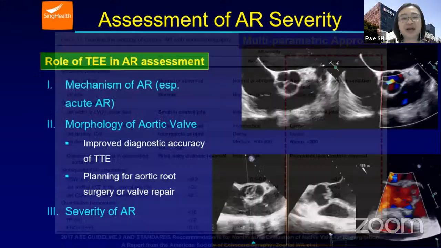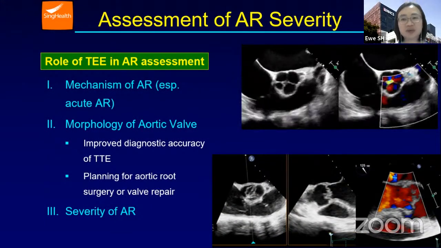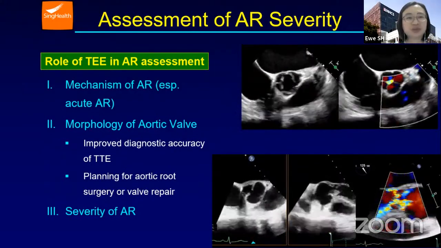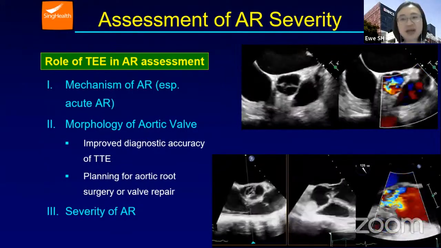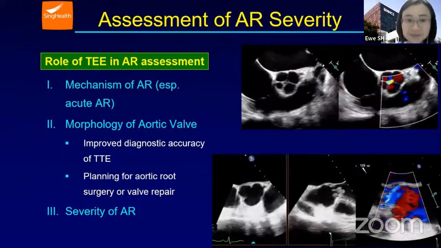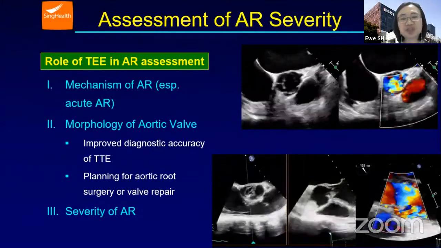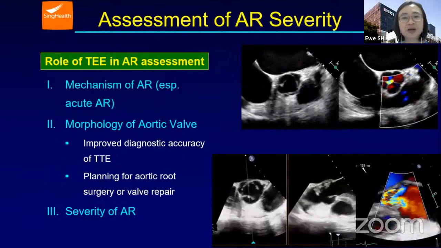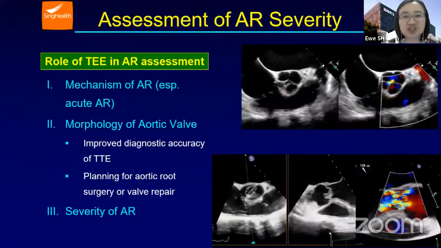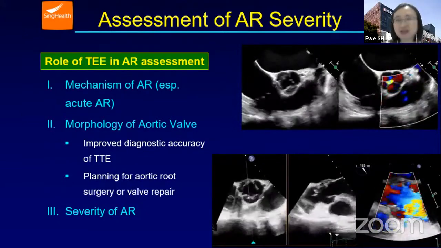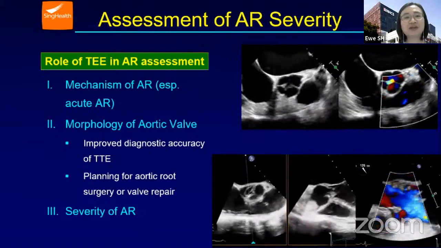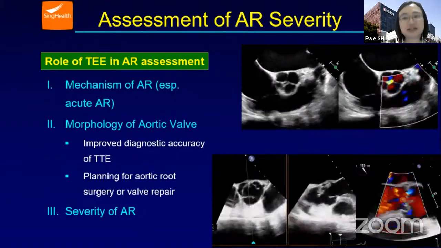However, sometimes you may have an in-between result and you're not sure how severe the aortic regurgitation is. That's the important role of doing a TEE in AR assessment. In TEE, you can assess the aortic regurgitation more clearly. Especially in patients with acute AR, the regurgitant flow can disappear due to rapid equalization of the pressures, so the flow is not present anymore. But if you do a TEE on them, you can see that the aortic regurgitation is very severe.